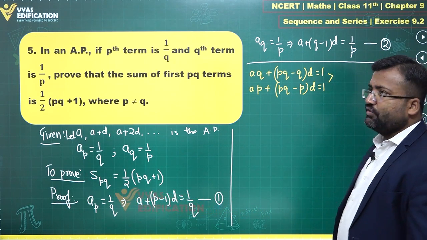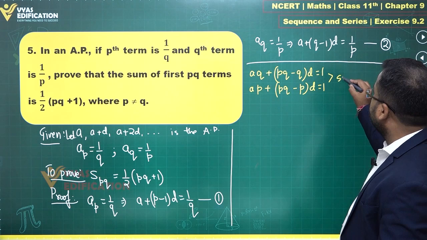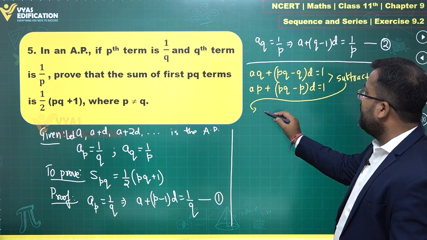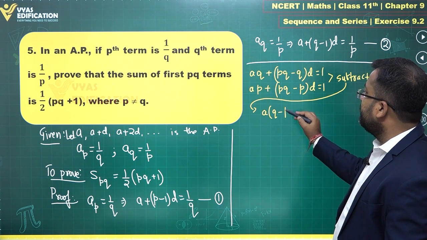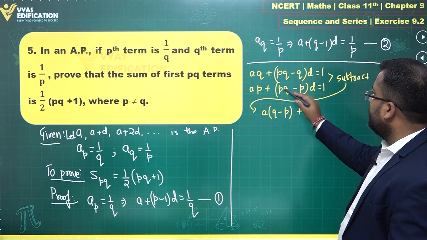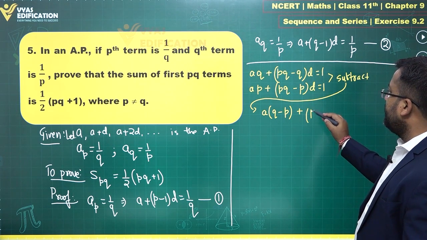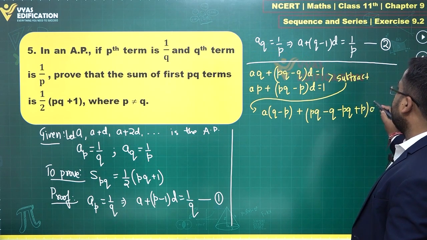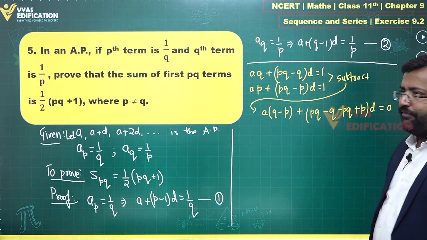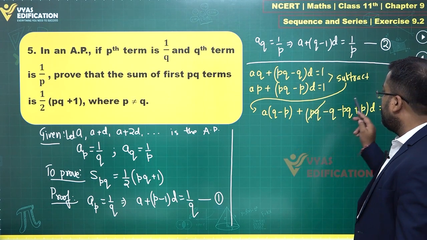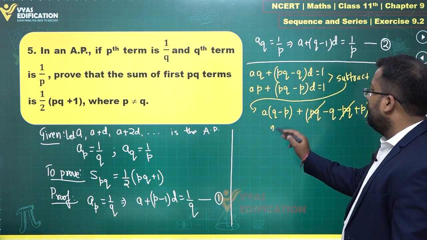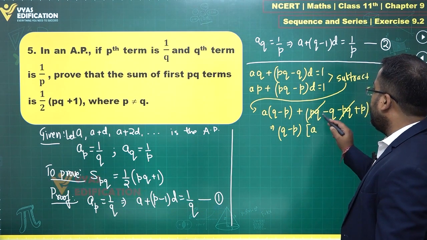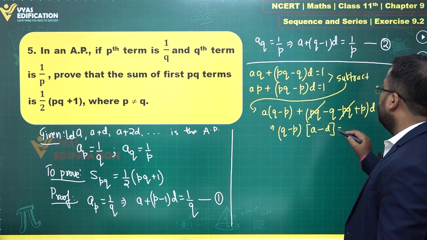And now let's subtract these two. Subtracting these two gives me A times Q minus P plus D coming out common, PQ minus Q minus PQ plus P, times D is equal to 0 over here. Is that okay? Yes. So PQ gets cancelled. This is P minus Q. This is Q minus P. I can take out a Q minus P common. This will be A and this will be minus D is equal to 0.